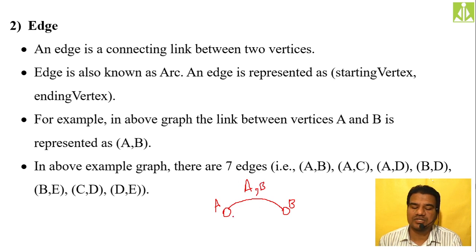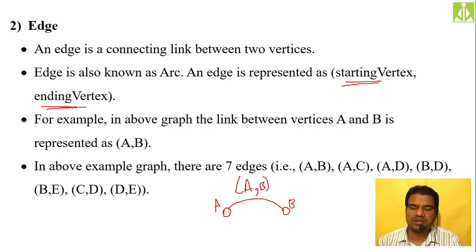Okay, this particular edge, this particular link, is connecting A and B. So how are we representing this edge? Simply, within the parenthesis you put the endpoints of that edge. Here the endpoints are nothing but your vertices. Simply put the endpoints, that is, the vertices of that edge, within the parenthesis separated with a comma. So within the parenthesis, we have to put the starting vertex and the end vertex.